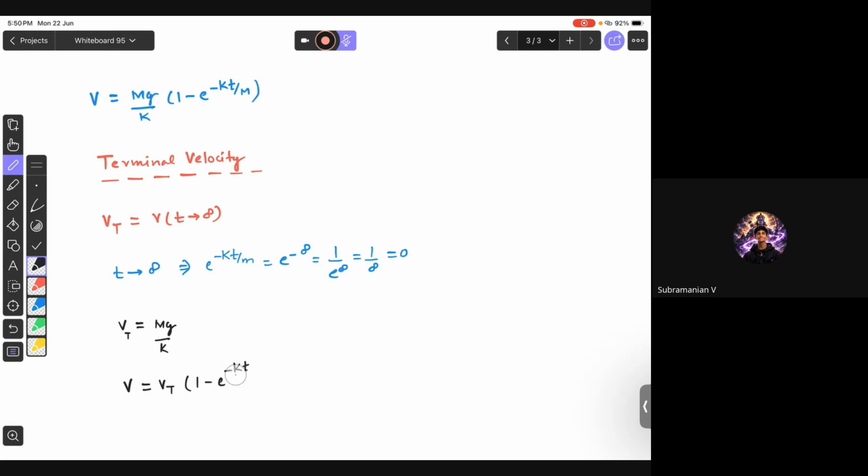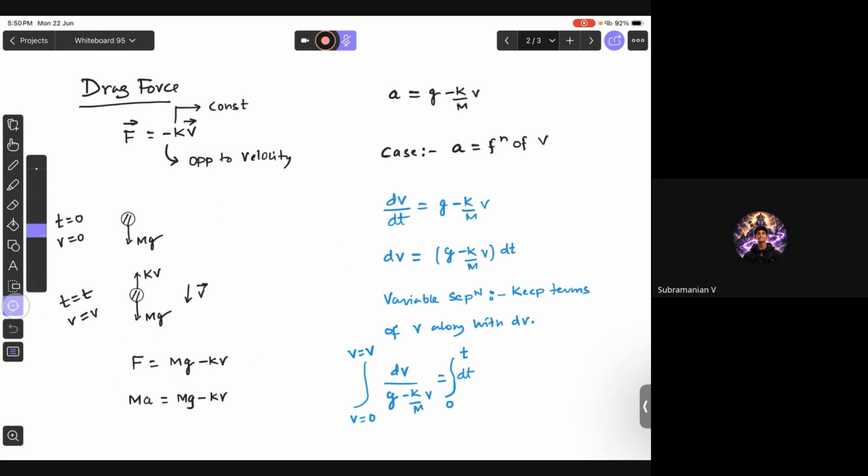Just what I did here: this entire bracket, g minus k by m into v, I'm keeping below dv. And that integration we have done in the class. Remember? If you want, I can do it again. Upon simplification, we got that result.